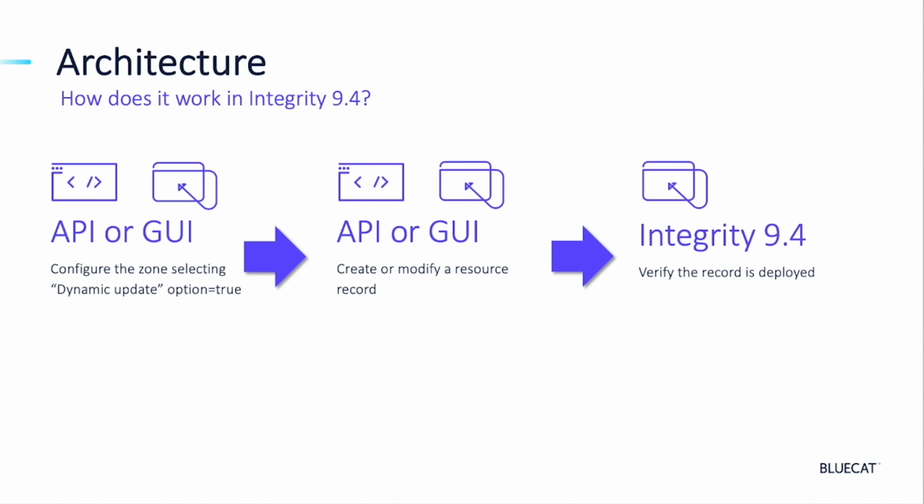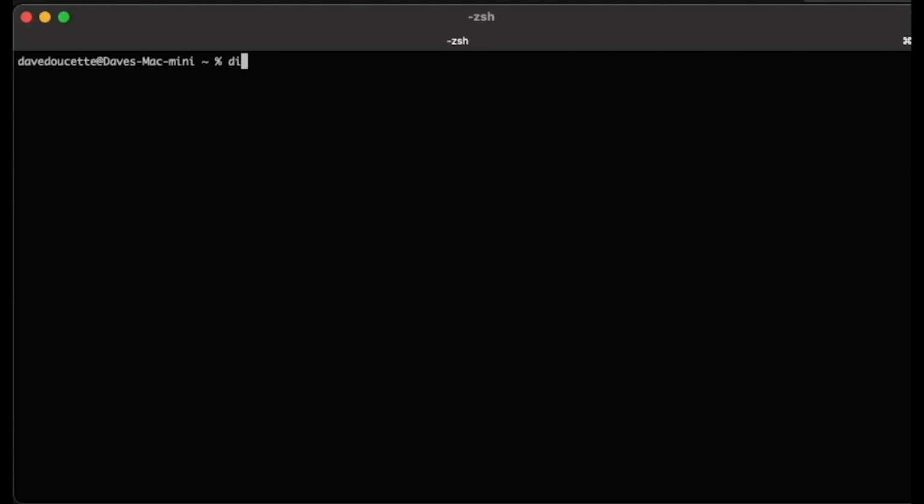This change in Integrity 9.4 is started at the zone or subzone level by selecting the dynamic update option. Once this option is selected, any resource record change will be immediately deployed. We can then easily verify this by checking the deployment status in the GUI or running a dig command to see the change. Let's start this demo.